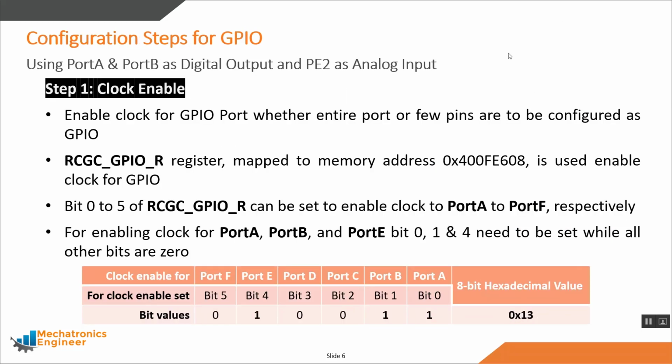After finalizing the GPIO pins, the first step is to enable the clock. The clock gating control register is used to enable the clock on different GPIO ports. Its bit 0 to bit 5 can be used to enable the clock for port A to port F. Since we need to use the port A, port B and port E, therefore we will be enabling all these 3 bits in the register. So the corresponding value that needs to be written on this register is hex 13.